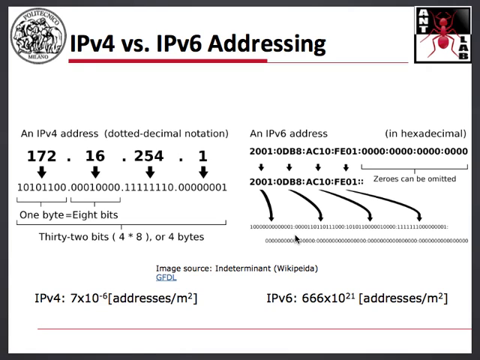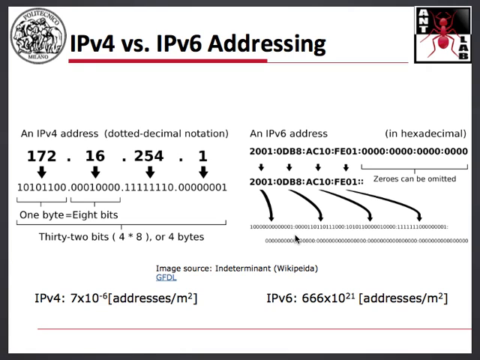Which, by the way, is not correct, but anyways, okay. And these are two numbers which just give you the idea of how many addresses we have available. Per square meter.